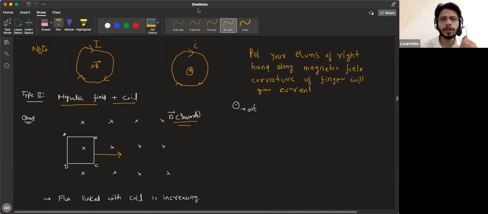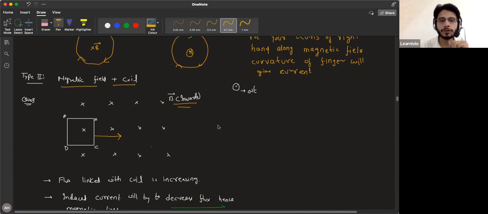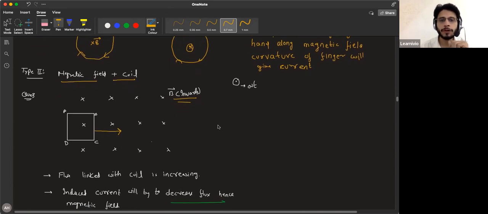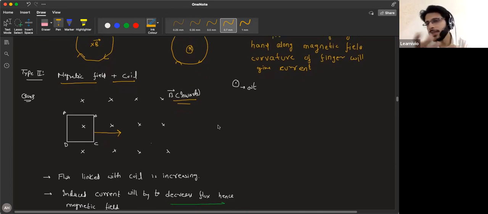So Hishma, what do you think? Induced EMF will try to increase flux or will try to decrease flux? Flux is increasing. What will the induced current try to do? It will try to increase the flux or decrease the flux? Yeah, it opposes, so it will try to decrease the flux. So induced current will try to decrease flux. To decrease flux, it has to produce an induced magnetic field.